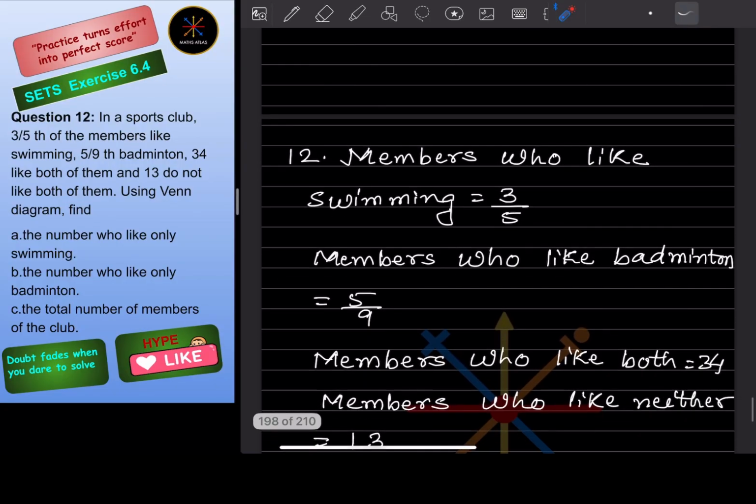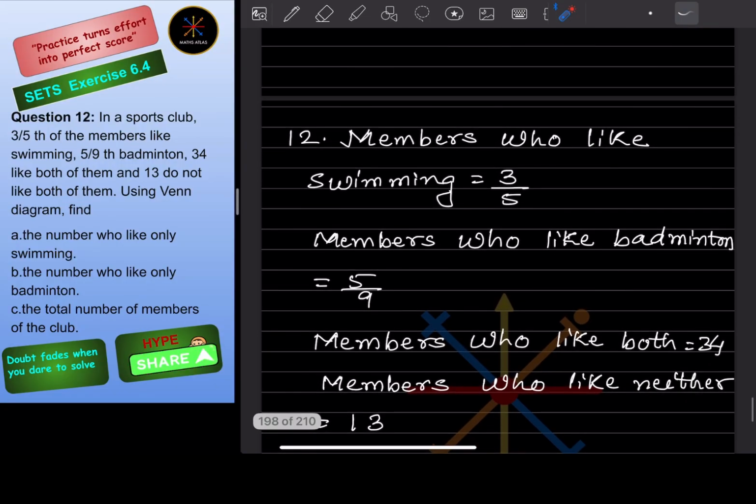In a sports club, 3 by 5 of the members like swimming, 5 by 9 like badminton, 34 like both of them, and 13 do not like either of them. Using a Venn diagram, find the number who like only swimming, the number who like only badminton, and the total number of members of the club.